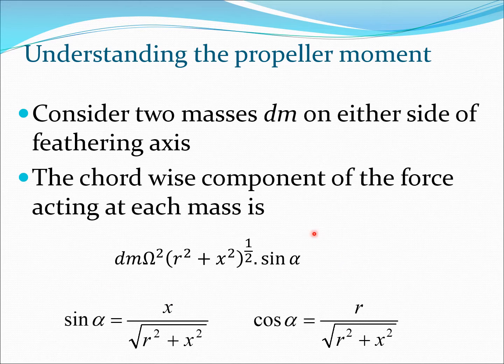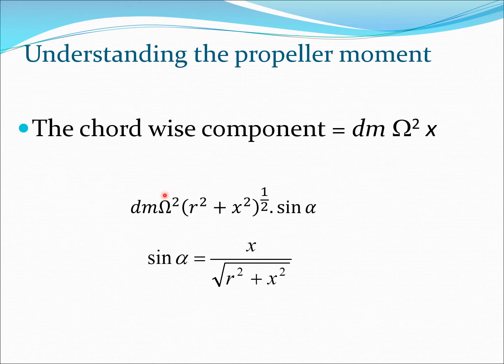So now with this particular concept we can write out that the chordwise component of the force is going to be dm into rotation square into x. So what we have done is we have taken this equation here and substituted this part which is due to the sine of the angle. Once we do that, this root term cancels with this and you are left with dm rotation speed square into x. That's the chordwise component here.